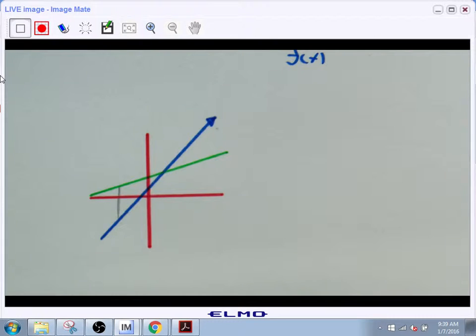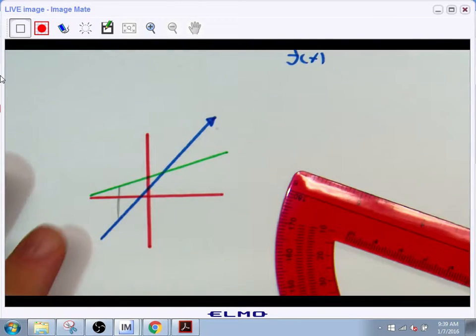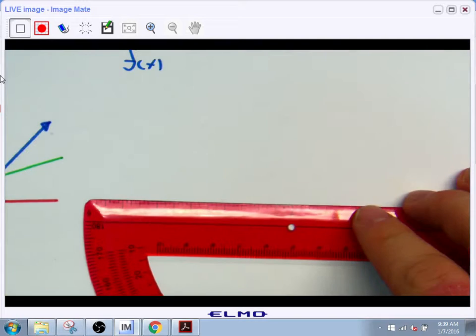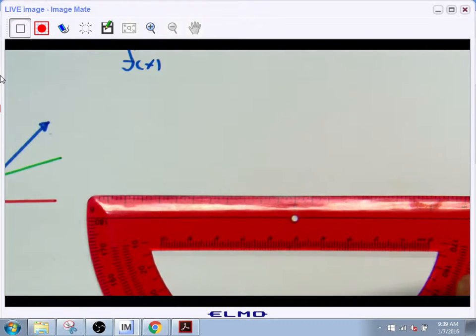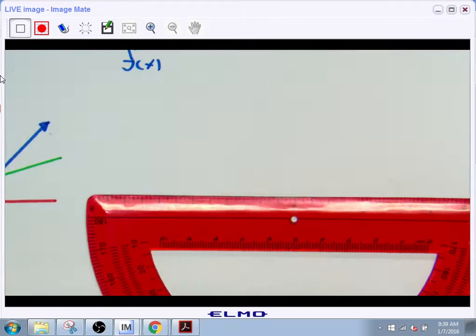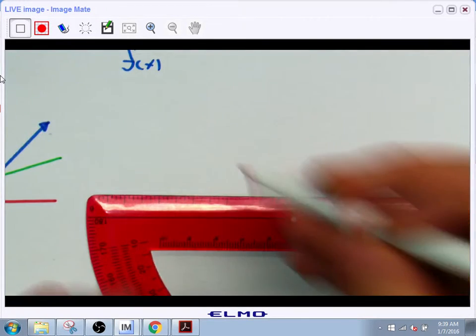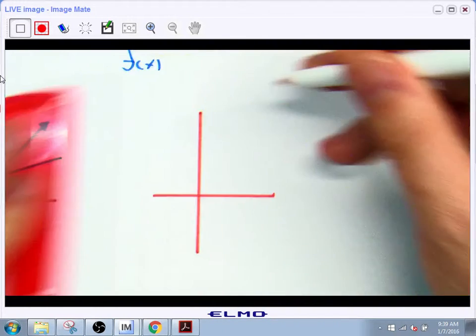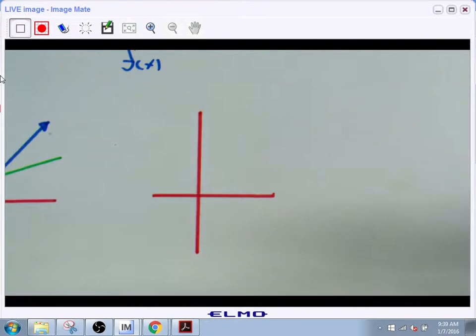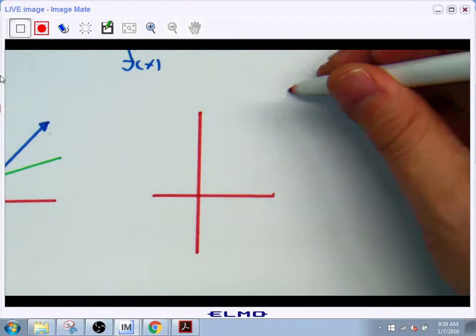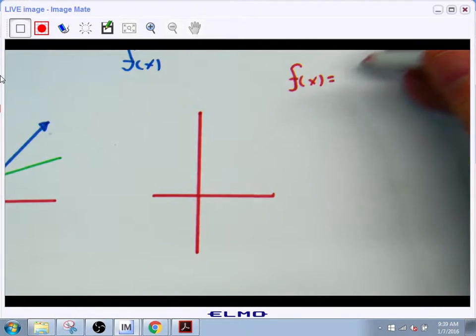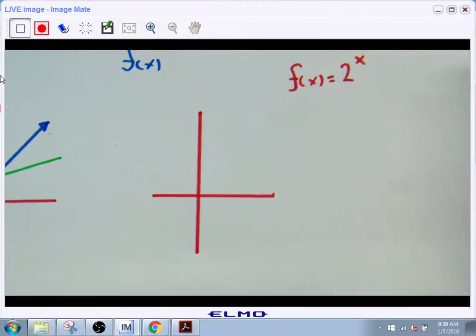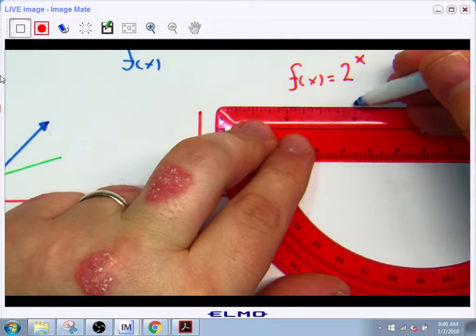Okay, so these are linear equations, but we don't always work with linear equations. Sometimes we work with exponential functions, right? Exponential. This might be something like a geometric growth. Okay? So if I had something like f of x equals 2 to the x, let's look at what happens with this function. I'll build just a basic t-chart to understand it.